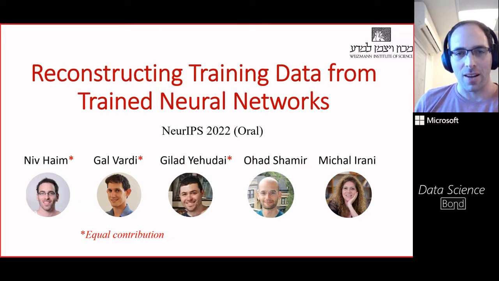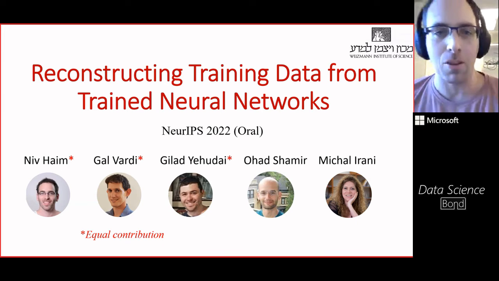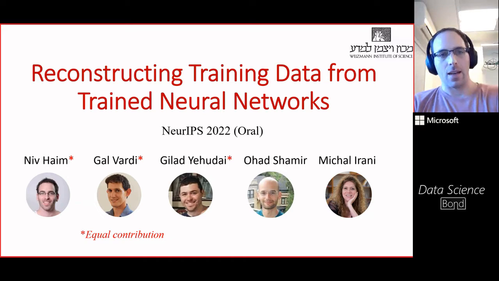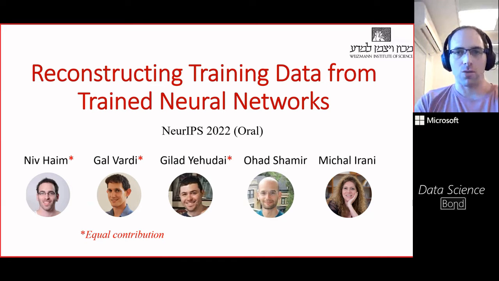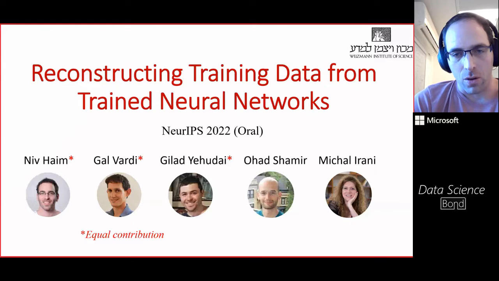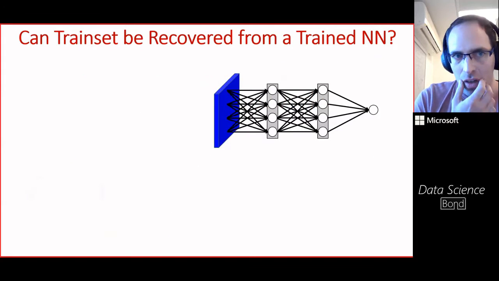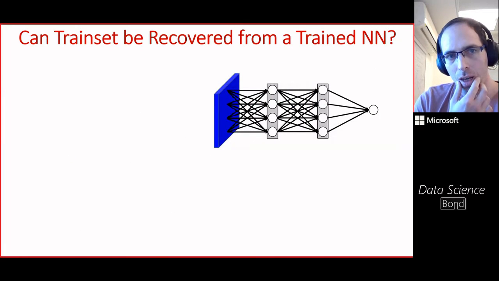Okay. So hi everybody. I'm Niv Haim. I'm a PhD student, like Eran said, in Weizmann Institute. I'm advised by Michal Irani. And today we'll talk about reconstructing training data from trained neural networks, which is the work that we presented in NeurIPS a few weeks ago as an oral presentation. It is joint work with Gal Vardi and Gilad Yehudai, who are first equal contributors, and Ohad Shamir and Michal Irani.